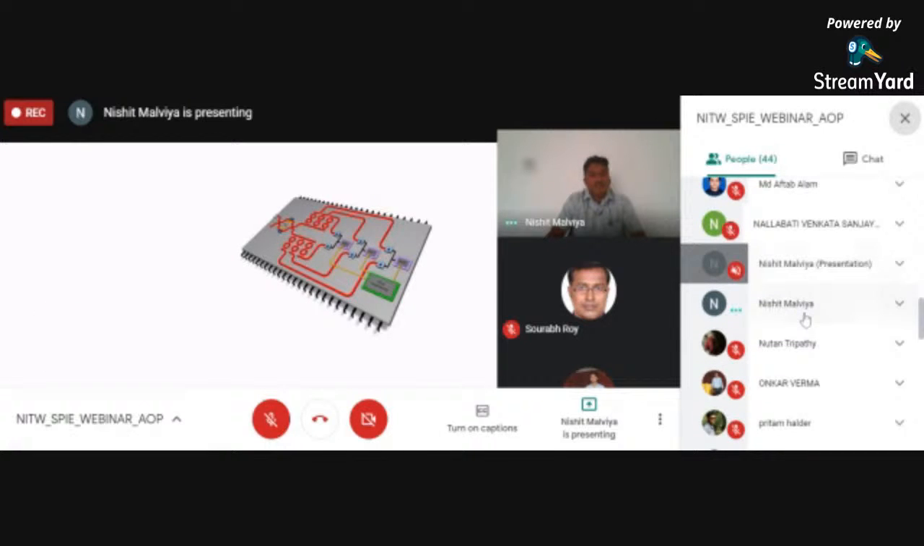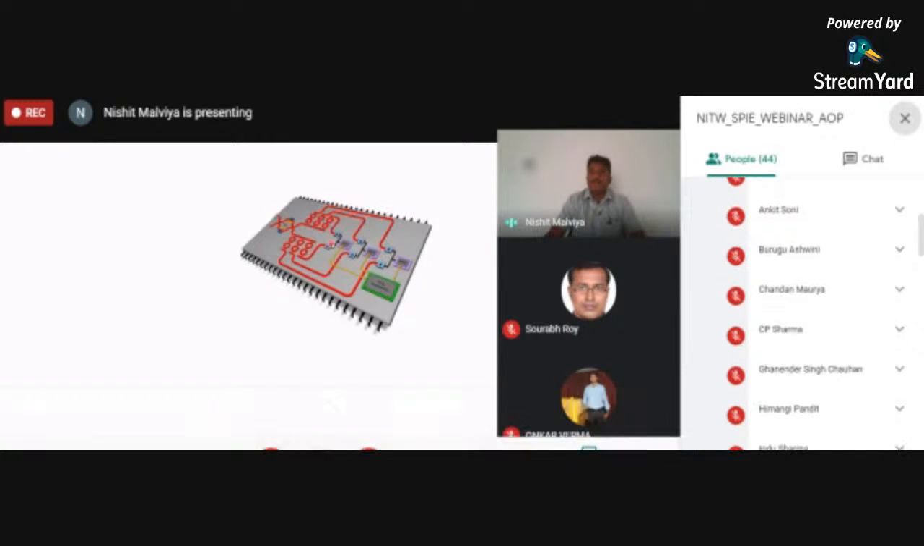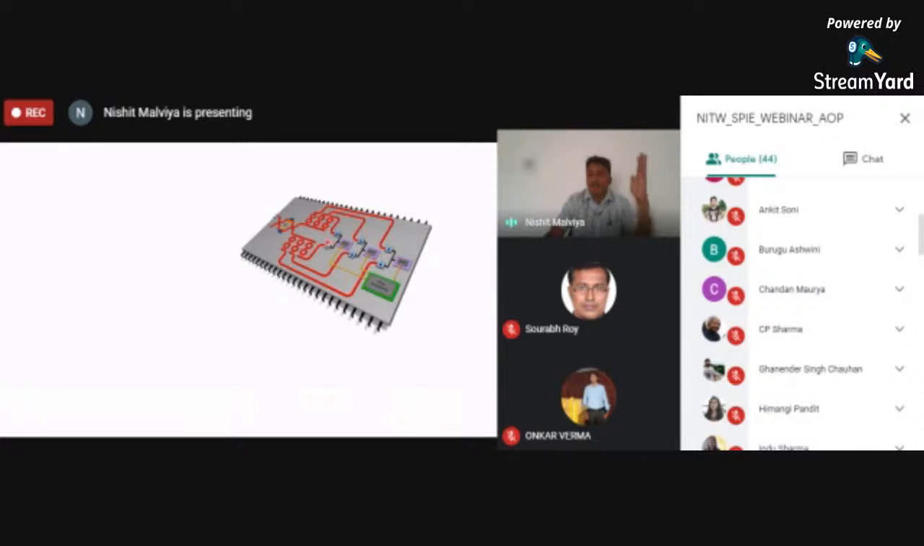So now our aim in silicon photonics is to fabricate or integrate all of our optical components on one single chip. The integration of all the components on one single chip is called monolithic integration.